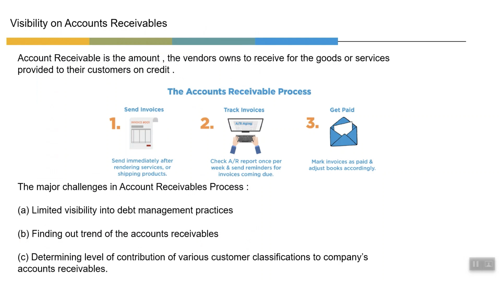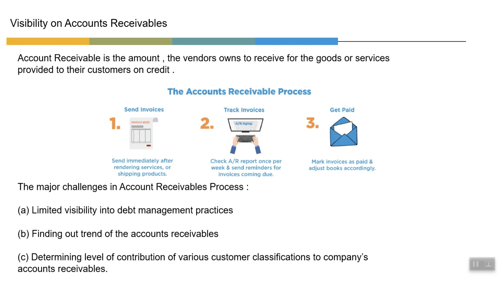Account receivable balances are considered as an asset for any business because it is the amount the vendors are owed to receive for the goods or services provided to their customers on credit. The most important part of the accounts receivable process is to create the invoice promptly. The longer it takes you to invoice your customer, the longer it will take to receive the payment.